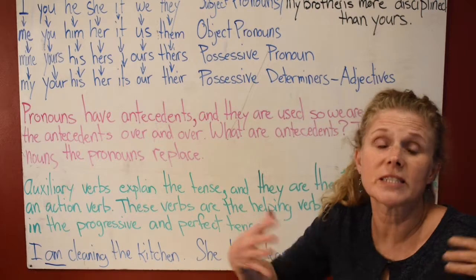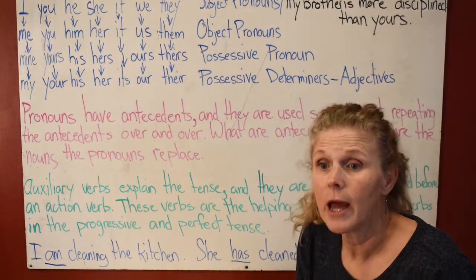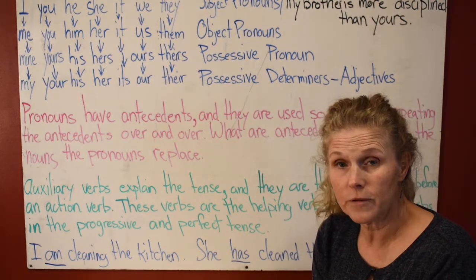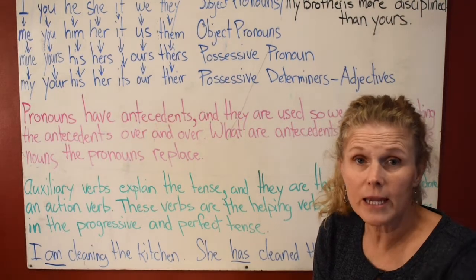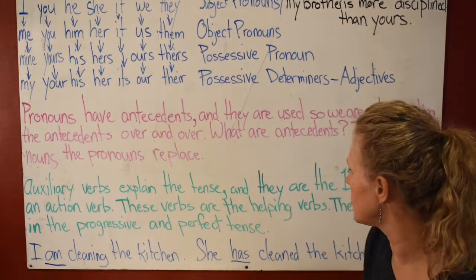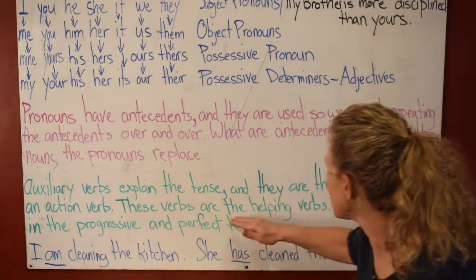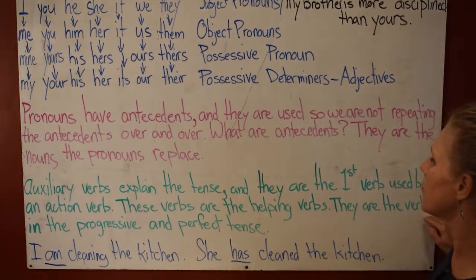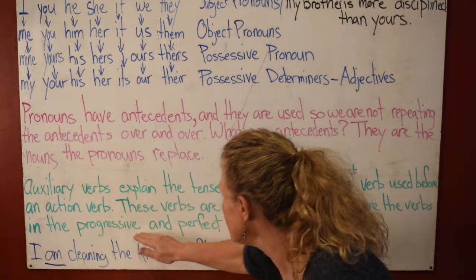Helping verbs go with action. So be verbs, they stand alone. But then we have our linking verbs. Okay? And you just need to know the difference between the two. These verbs are the helping verbs. They are the verbs in the progressive and the perfect tense.